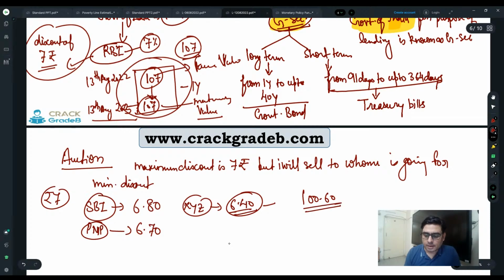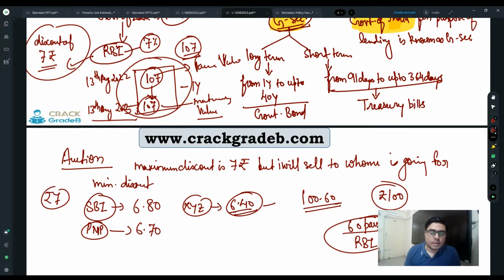What does the government need? The government needs 100 rupees. The 60 paise will go to the Reserve Bank of India, right? So in the government securities auction, sometimes RBI also gets money in this way. People say, oh, RBI is making profits and all. No, RBI does not intend to make a profit here.